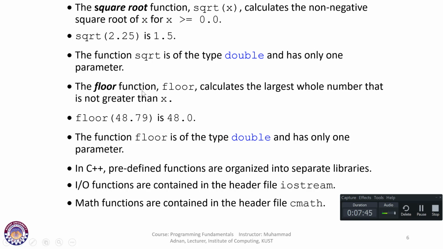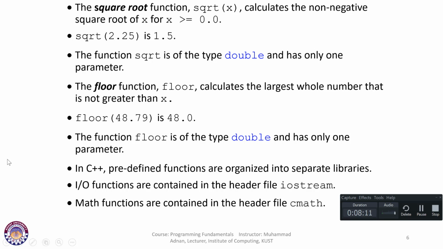The floor function, once again, is another built-in function, written as floor in C++. Floor calculates the largest whole number that is not greater than x. So for example, we have floor of 48.78. So floor of 48.78 is 48.0. The function floor is of type double and has only one parameter.